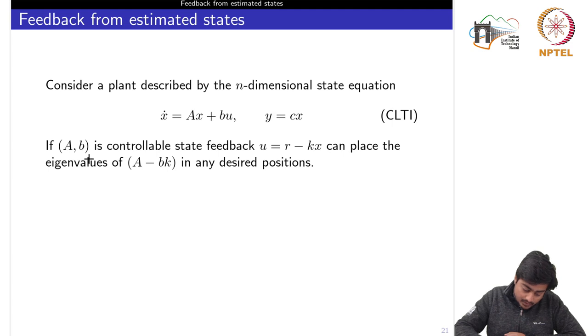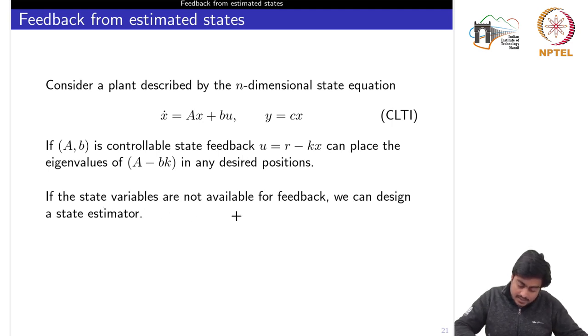Given this plant, we know that the pair A, B is controllable. Then we can design the state feedback, which we had seen earlier, that u is equal to r minus Kx, where r is the reference signal and K is the state feedback gain vector. It can place the eigenvalues of this A minus BK in any desired positions. Okay, we had also seen that if this pair is stabilizable, then still we can design the controller.